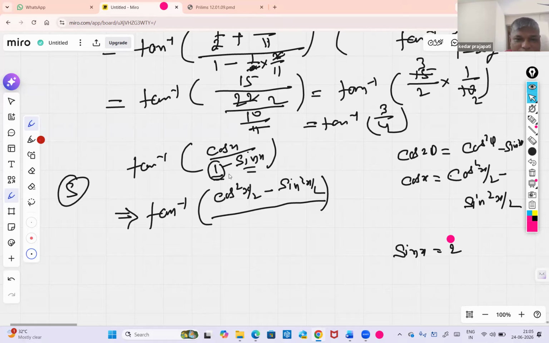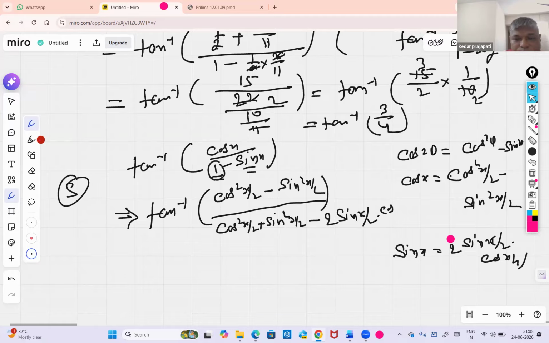Now there is no other way to solve this, so we will be expanding it. So this will become cos square x by 2 plus sin square x by 2 minus 2 into sin x by 2 cos x by 2.